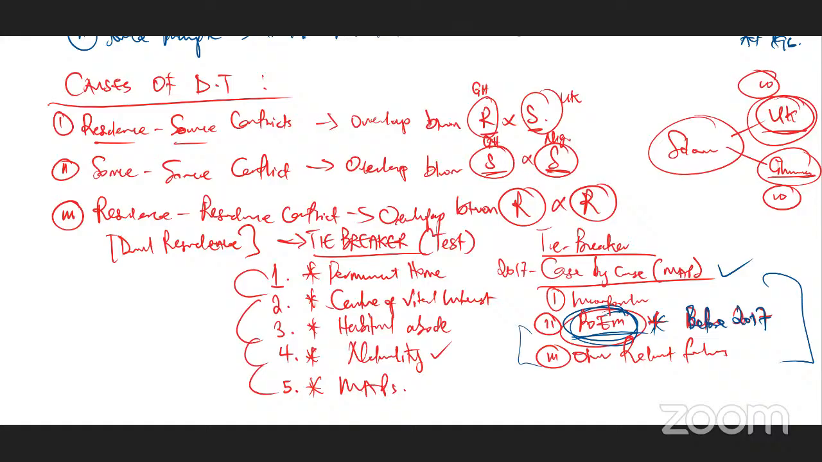Is your question answered? It means that if we cannot find your permanent home, we will now go and test your center of vital interest. If we cannot find that, we look at your habitual abode. If we cannot find that, we look at where you are a national. If we cannot find that, then the tax authorities will settle. But with a company, if we cannot find all this, then you lose all the benefits. That's the only thing with companies or entities. So if the tax authorities cannot settle by mutual agreement, then you lose all the benefits. That's the whole thing.